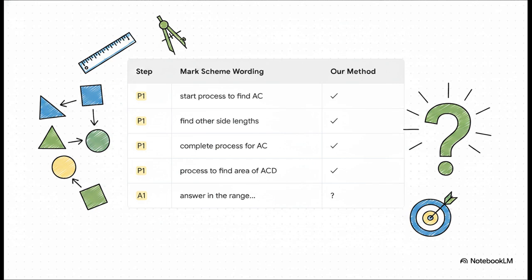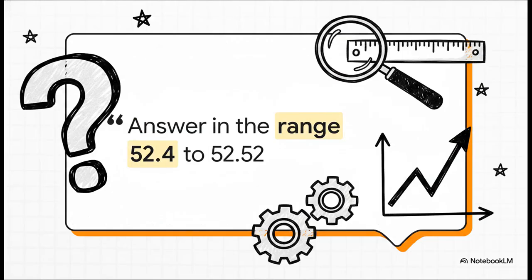And yeah, it looks like we nailed all the process marks. We started the process to find AC, we finished it, we used that to find the area of the other triangle, check, check, check. But wait a minute, that final accuracy mark, that's where there's a little bit of a surprise. Hold on. Look at this. The mark scheme says the answer should be in the range of 52.4 to 52.52. We got 54.6. That's not a rounding error. That's way off. So what happened?